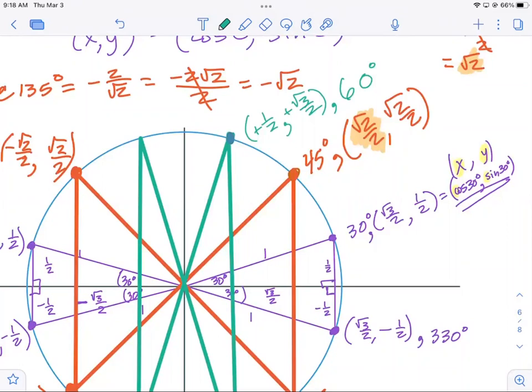What is the secant of 60 degrees? 2. What is the cosecant of 60 degrees?